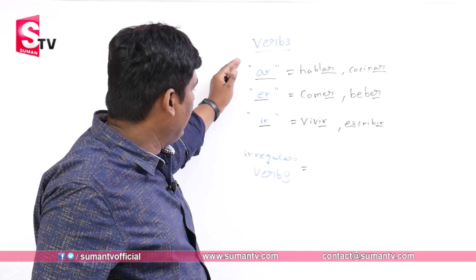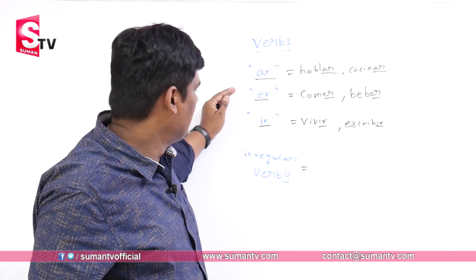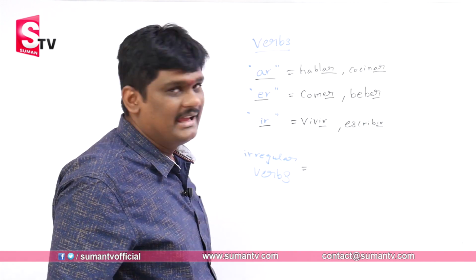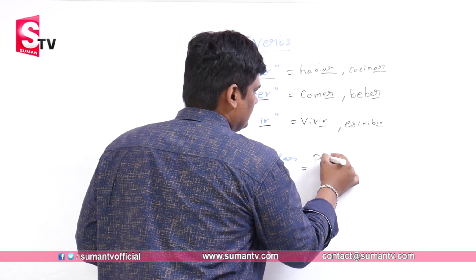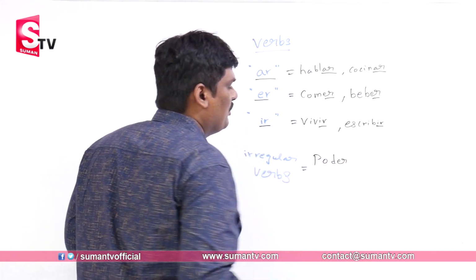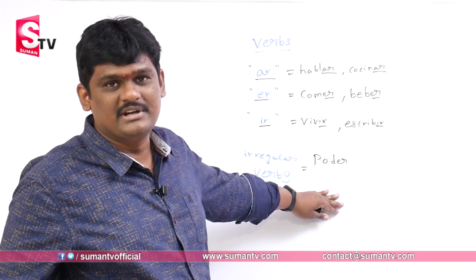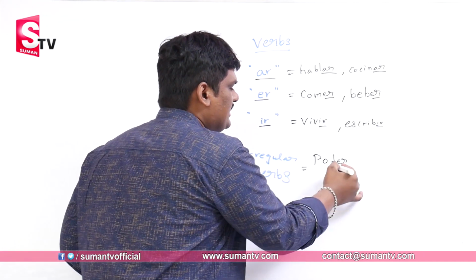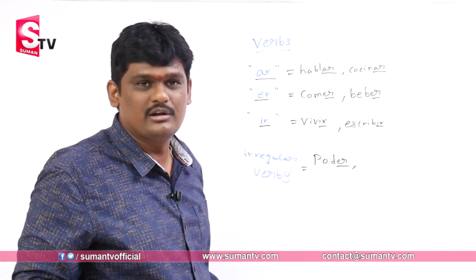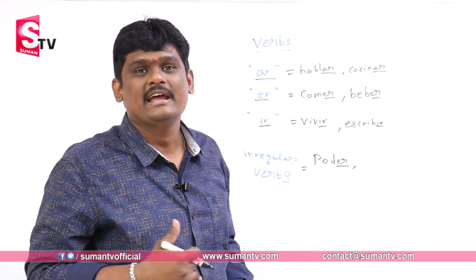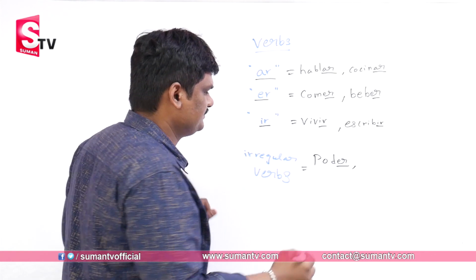So AR-ending verbs, ER-ending verbs, IR-ending verbs, and the fourth is irregular verbs. Irregular verbs, for example, poder. Poder comes under irregular verbs. Even though it is ending with ER, it is not a normal ER-ending verb. This is an irregular verb.